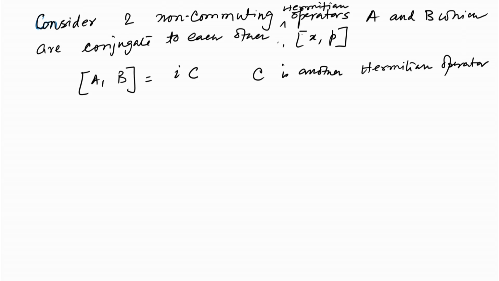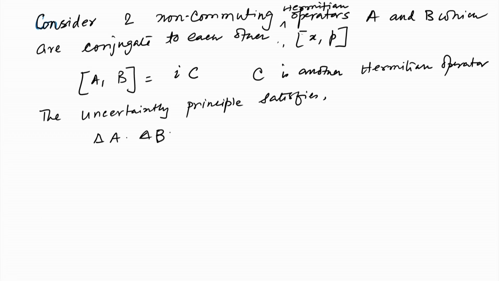So this is the commutation relation, and it does not commute. The commutator of these two Hermitian operators gives me another Hermitian operator, iC, and the uncertainty principle satisfies delta A multiplied by delta B should be greater than or equal to half of the expectation value of C, where C is, as I told, a Hermitian operator, and this expectation value is taken with respect to some state psi.